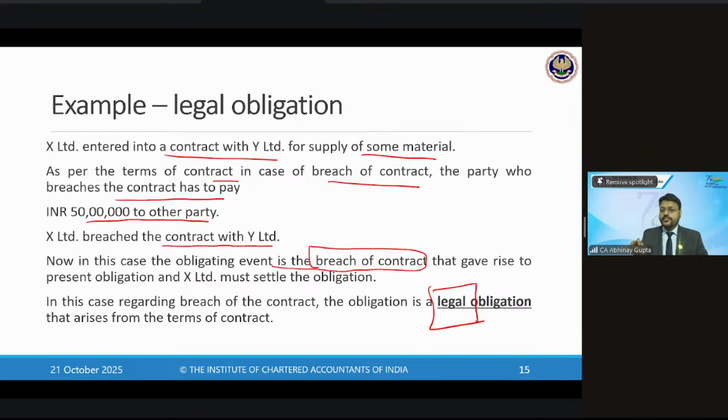By virtue of this event, the breach of contract, which is a past event, and because the past event has occurred and the obligation clause is triggering, this past event has taken the form of an obligating event. Now, to classify this obligating event as either legal or constructive, we will see whether it is there in the contract or not. Yes, it is there in the contract. So by virtue of the contract, it is a legal obligation, correct?